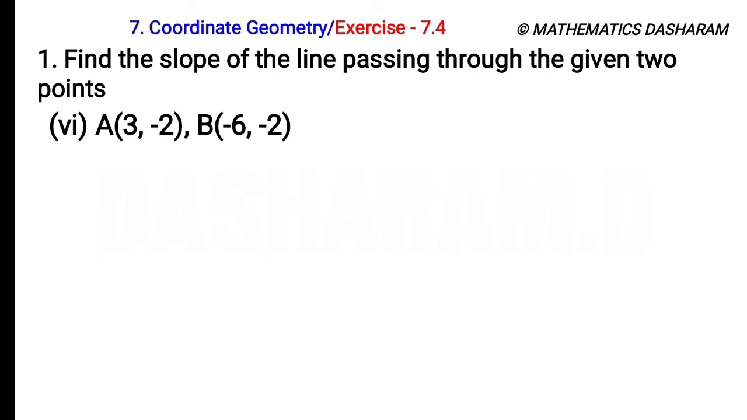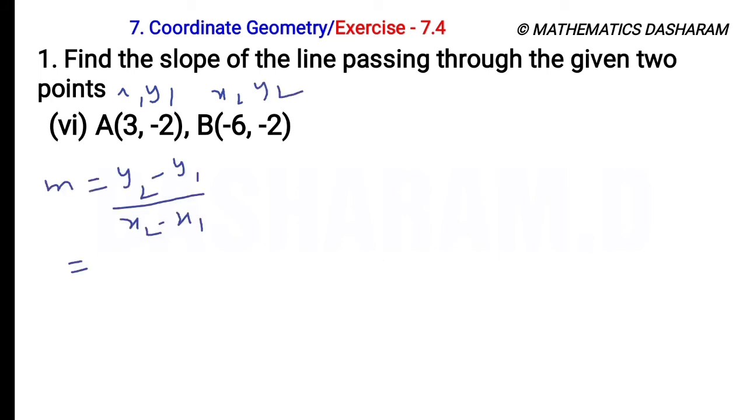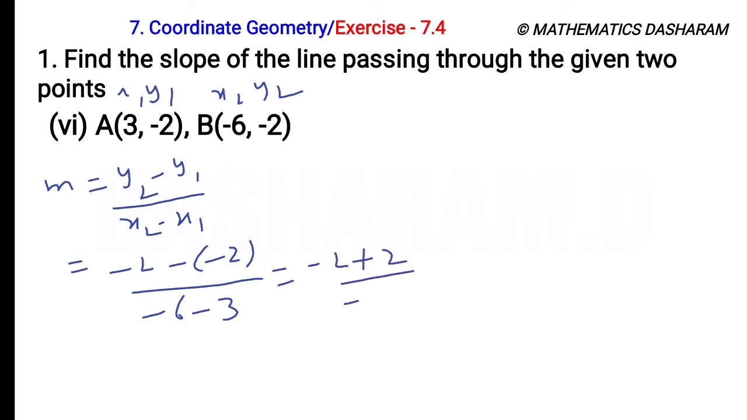Sixth question, point A is 3 comma minus 2 and point B is minus 6 comma minus 2. So x1, y1, here x2, y2. Let's substitute the values. Y2 value minus 2 minus y1 value minus 2. So here minus of minus 2, x2 value minus 6 minus x1 value 3. So minus 2 minus of minus, plus 2, divided by minus 6 minus 3 is minus 9. Minus 2 plus 2 is 0 divided by minus 9. So 0 by anything is 0. So the slope of the line is 0.